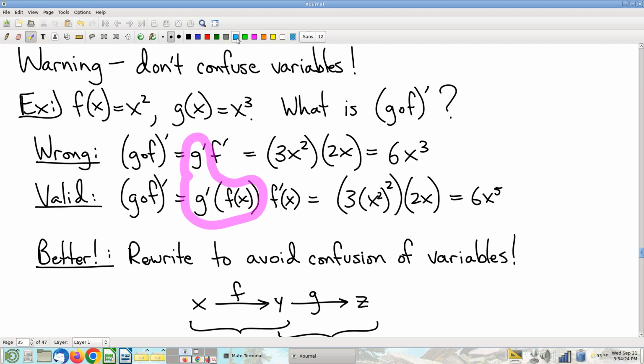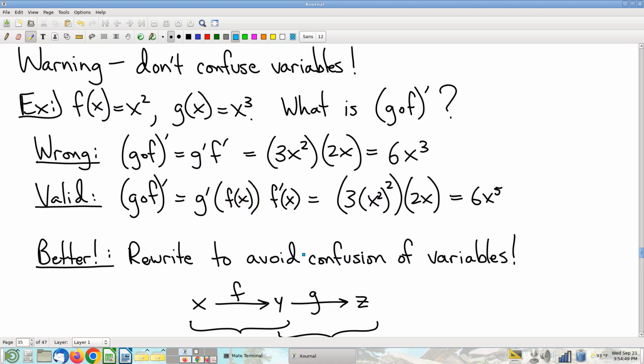And so we have to evaluate that g prime function at f of x, which is x squared. You stick that in there, and all of a sudden it's 3 times the thing squared, but the thing is no longer x. Now it's x squared that's being squared. And the algebra works out, and you get the right answer. And that's a take that you can make.